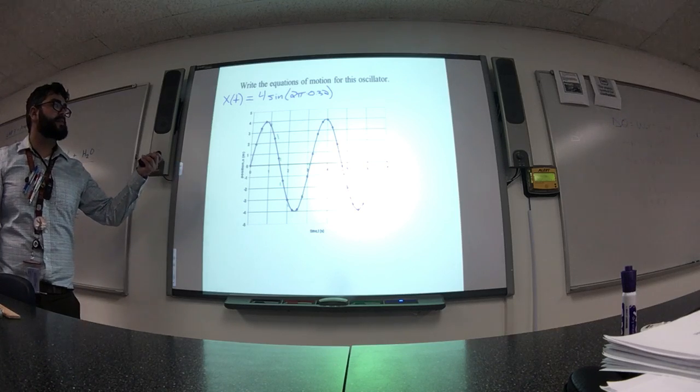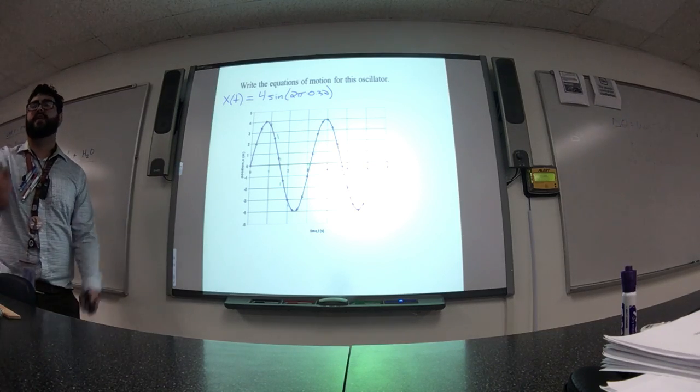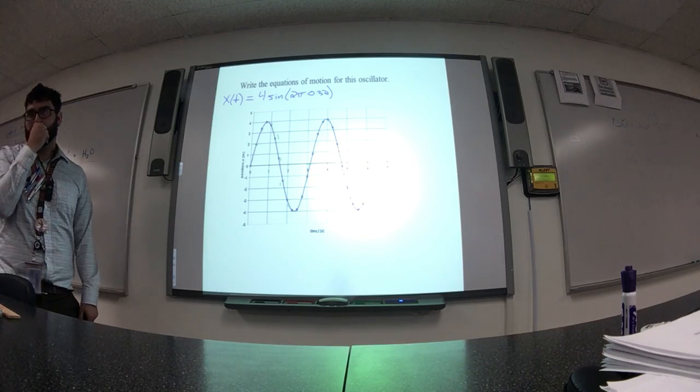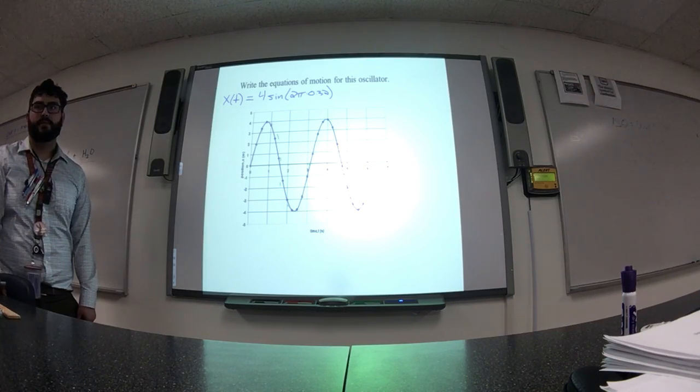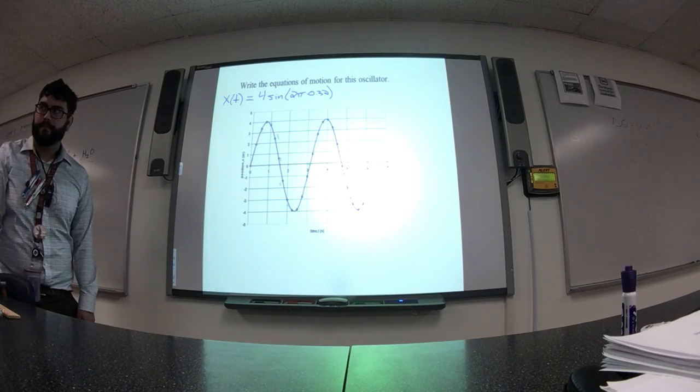Where would the velocity graph start? Well, sine would start at 4. It'd start at 4. And what would the acceleration graph start at? It would start at 0 again, but it'd just be reflected over.